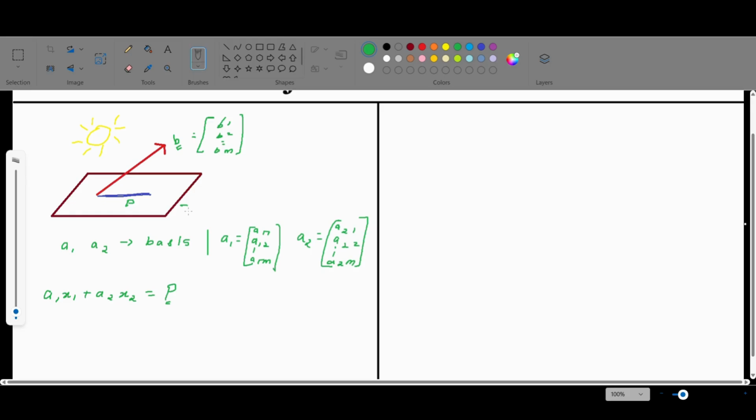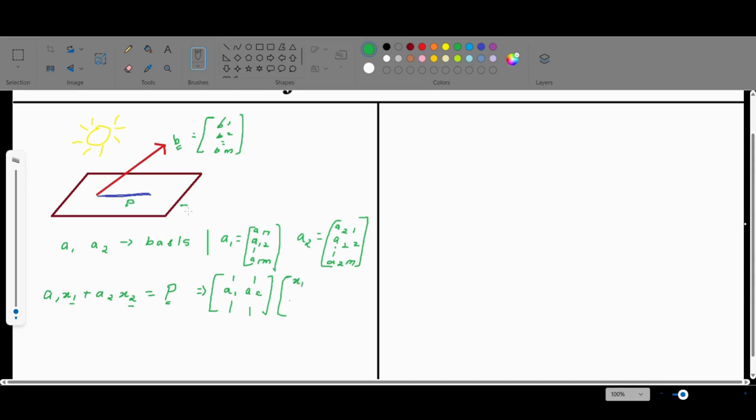Wherein this x1 over here and x2 are some scalar values, which is what we need to find out. We need to find these values. Okay. Now this can be rewritten in this way. Let's rewrite this equation. We say A1, A2 create a matrix times x1, x2 as a vector, as a 2 cross 1 vector, is equal to P, or the projection matrix.